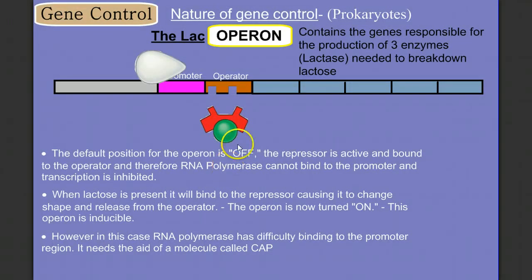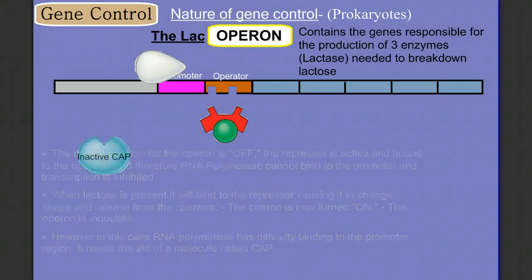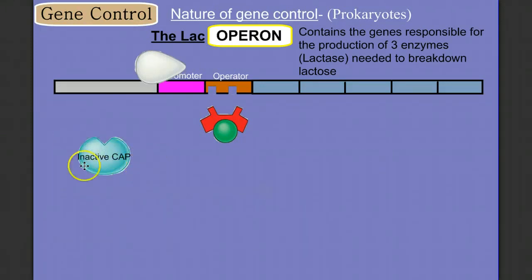So even though lactose is present and we've removed the repressor from the operator, we still can't really activate this gene, this operon. We can't transcribe these genes. We need the help of another molecule called CAP. It'll help RNA polymerase bind to this promoter that it struggles to bind to. So here's CAP, and notice that it's inactive. It needs to be activated.